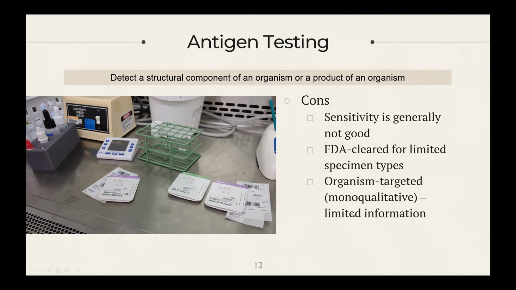And they're targeted to a specific organism. I call it monoqualitative. I kind of made that word up, but you get the idea. It's going to be a plus minus test on a given organism. If it's somebody else, I haven't learned anything. So I have to know specifically what bug I am looking for.